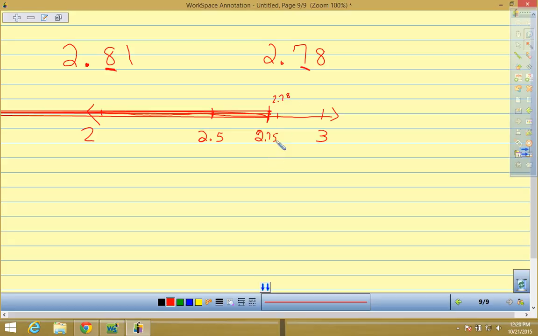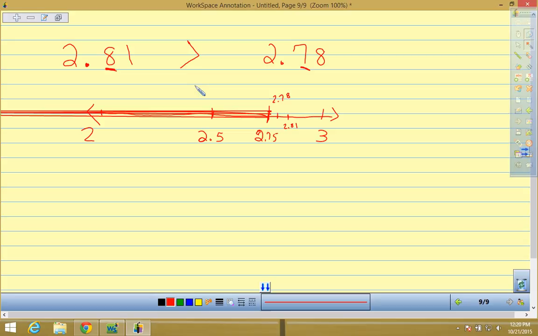Okay? And then 3/100ths down the road, we're going to have 2.81, 2 and 81/100ths. All right, so 2 and 81/100ths is greater than 2 and 78/100ths.